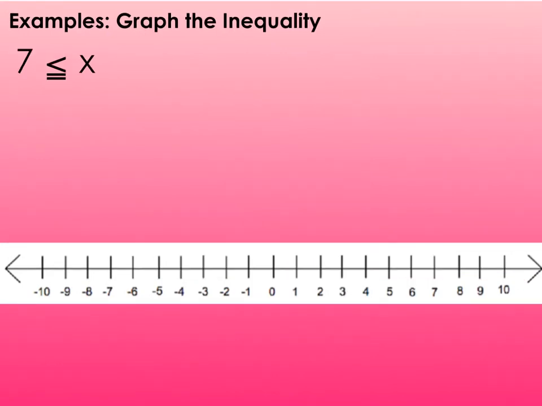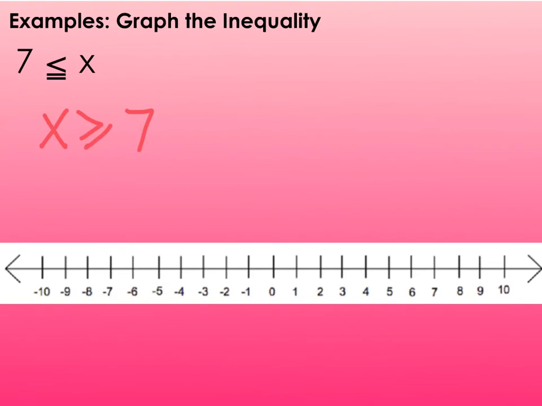Moving on, 7 is less than or equal to x. Again, I always want my inequality written in terms of x, not in terms of the number. So I just have to reflect and get a mirror image. So x is greater than or equal to 7. Notice that the alligator is still eating the x, just like it had been before.